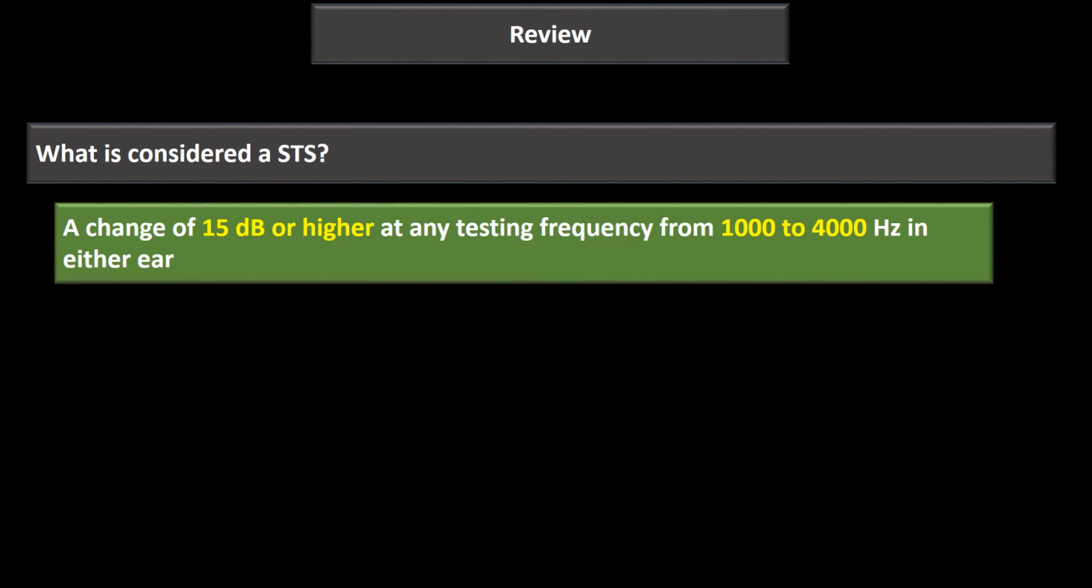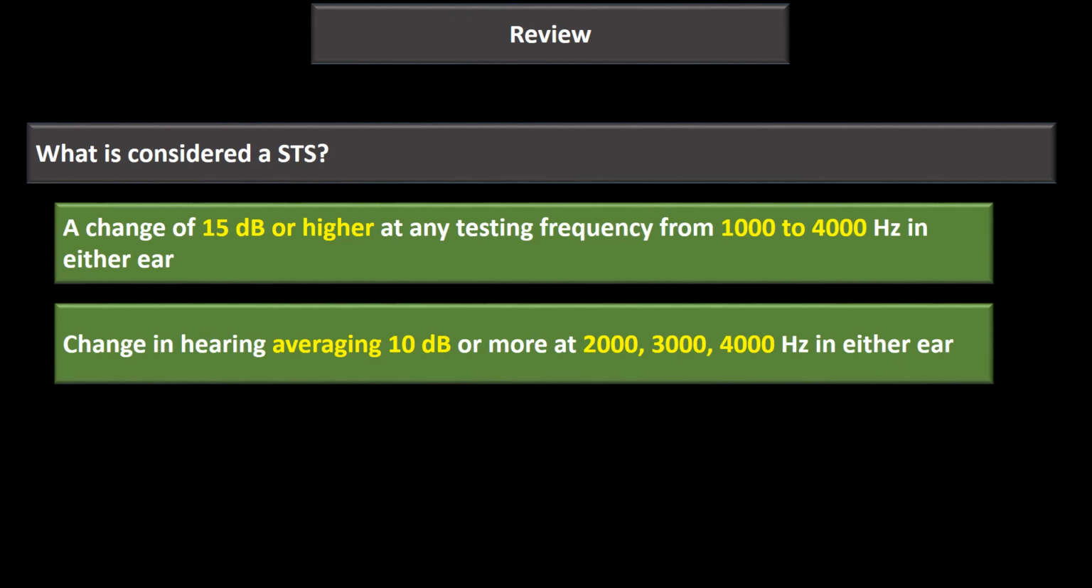What is considered a significant threshold shift? Remember, we have two definitions. A change of 15 decibels or higher at any testing frequency from 1000 to 4000 hertz in either ear, or a change in hearing averaging 10 decibels or more at 2000, 3000, 4000. So 15 decibels or higher at any frequency, 1000 to 4000. Average of 10 decibels, 2000 through 4000.